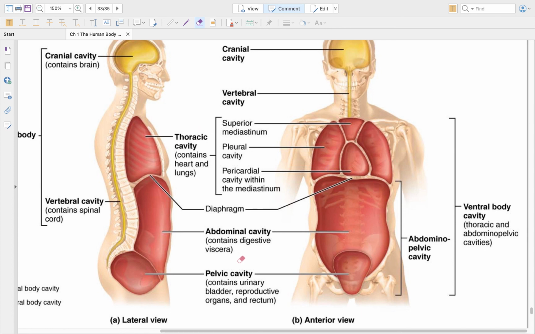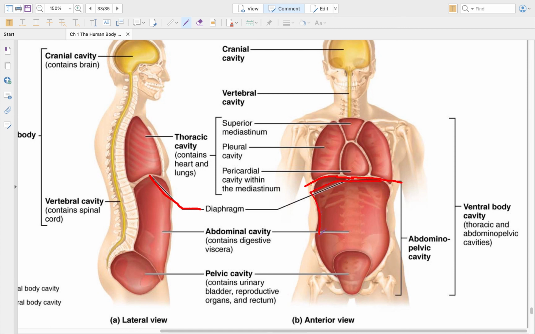Okay, now, this is pretty significant. Underneath that thoracic cavity, you have a muscle. It's this little thin sheet called the diaphragm. The diaphragm is right here, and the diaphragm divides the thoracic and abdominal cavity. Right there. All right. The abdominal cavity is clearly right here.